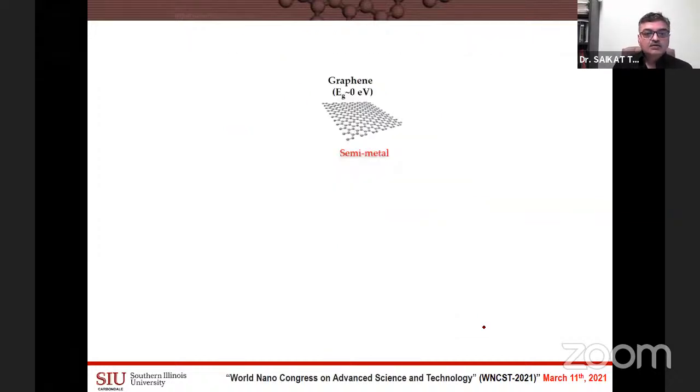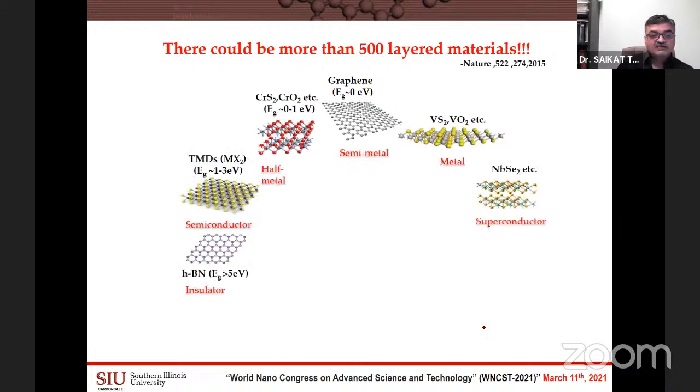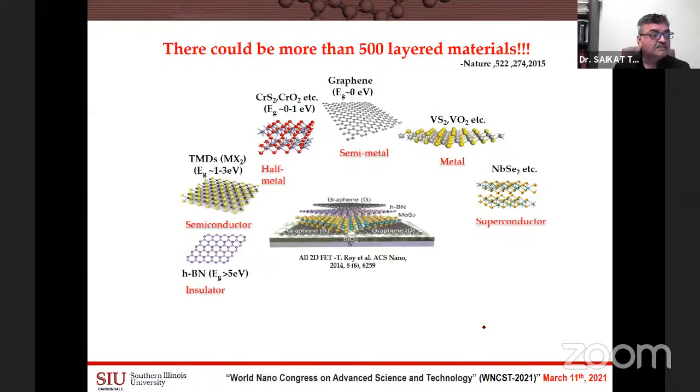Now, of course, graphene is there. It's a semi-metal, and people have figured out you can grow a whole bunch of layered materials. 500 is less; now people are saying you can get to 1500 or more, because this reference is several years old. You can see it spans everything electronically. And in fact, people have shown that you can make a FET based on 2D materials. So obviously they are flexible, you can print it if you want. It's a very interesting field it has become.